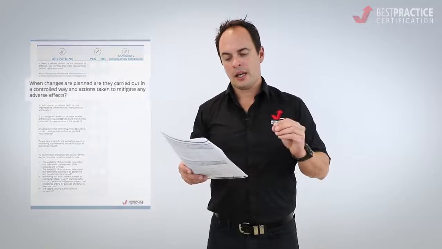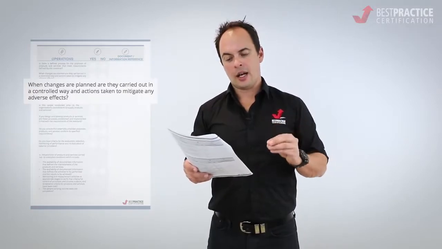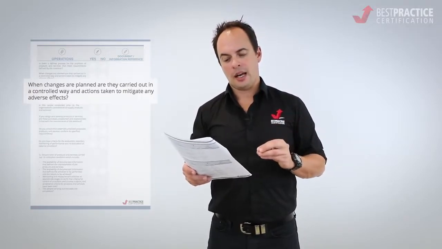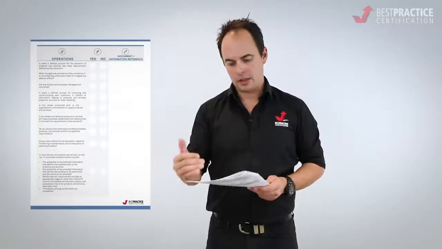When changes are planned, are they carried out in a controlled way and actions taken to mitigate any adverse effects? So this is changes in your process to ensure that if you've made a commitment to a customer and you're making a change to your process, are you still continuing to deliver the service as promised to the customer? What evidence would you present here? What process would you present to prove that you've dealt with that step?